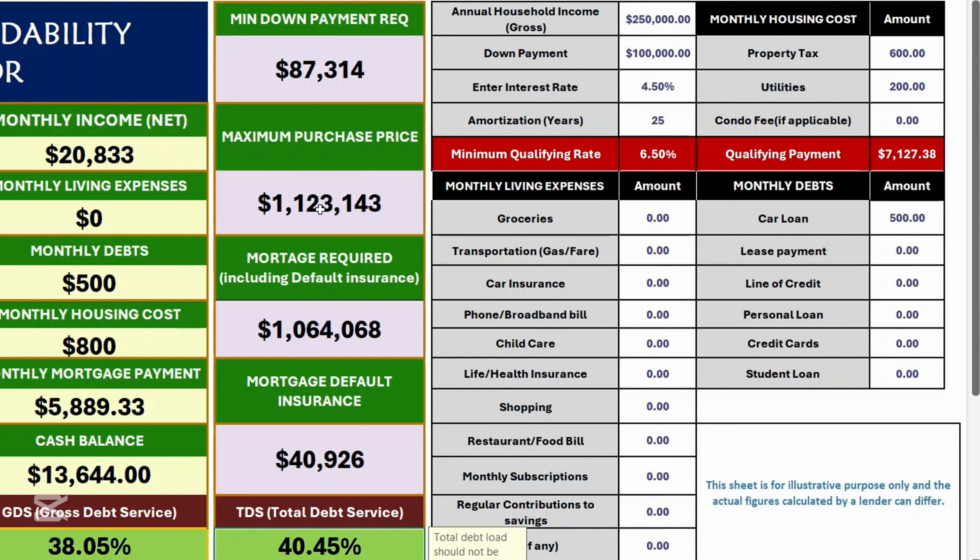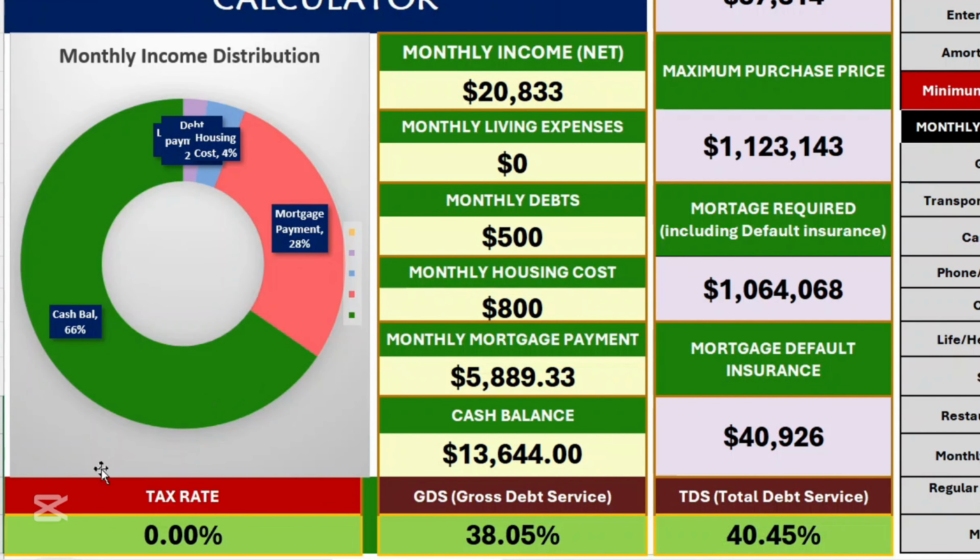The other thing you can do with this sheet is you can prepare your monthly budget and see whether this maximum purchase price comes under your affordability or not. Now to start, what you need to do is, on the left hand side, under the column of the tax rate, you need to input the tax rate under which you come.